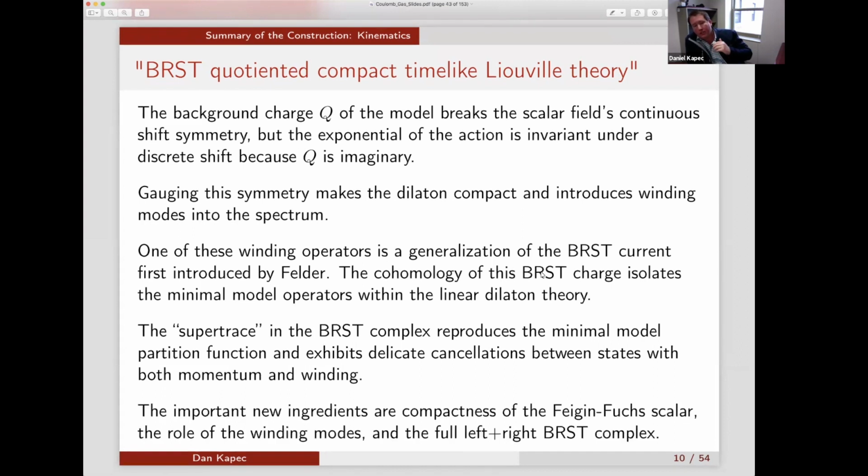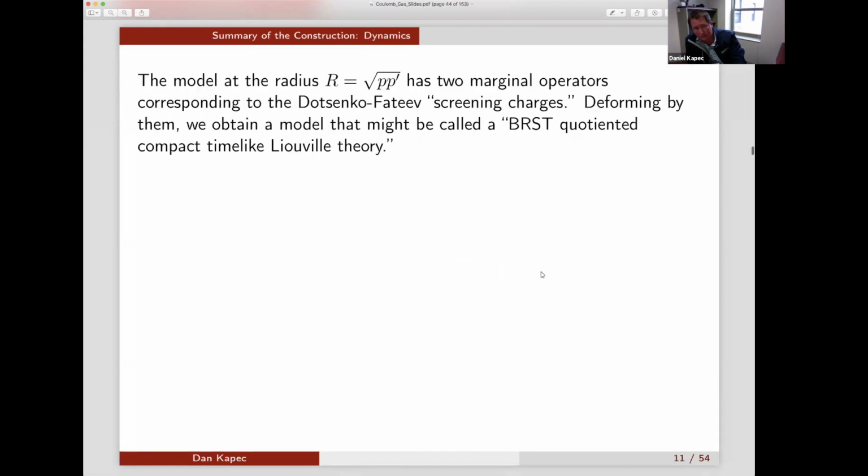And it does it through very delicate cancellations between states with both momentum and winding. Okay, so the important ingredients in the kinematic construction are just compactness of the time-like linear dilaton, the role of these winding modes, and getting the full left plus right BRST complex nailed down. Now, when we go to study the dynamics, it will be important that at a particular radius, these models have two marginal operators corresponding roughly to the Dotsenko-Fateev screening charges.